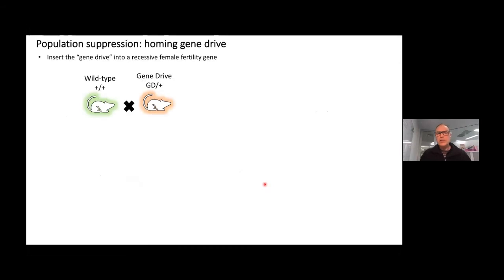All right, so you might be wondering, okay, that's great for mosquitoes. I started talking to you about conservation and in an island context with rodents. Can you use this technology in other organisms?